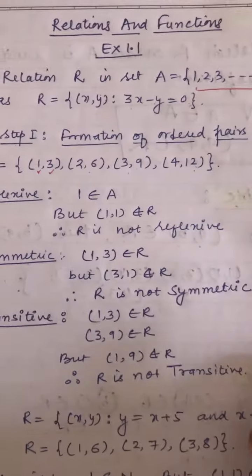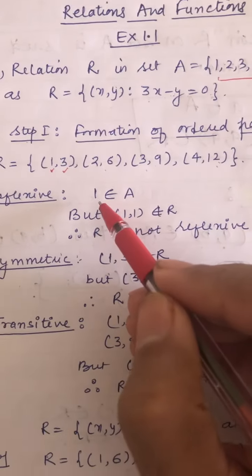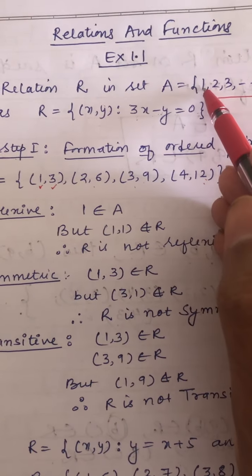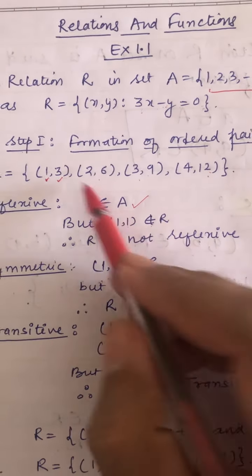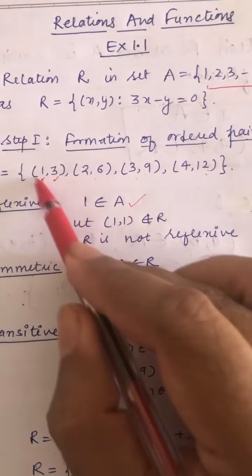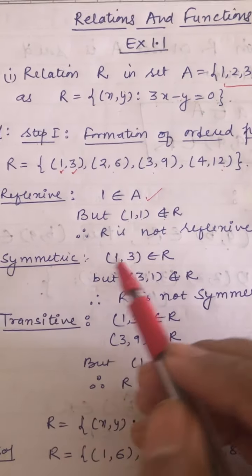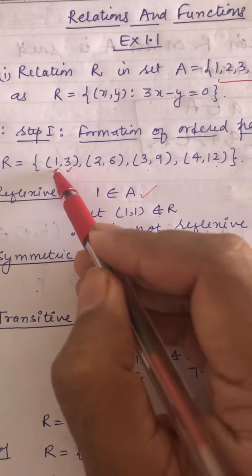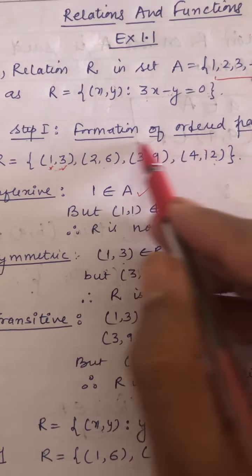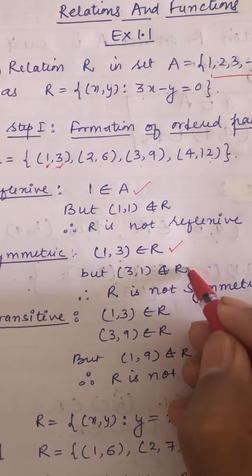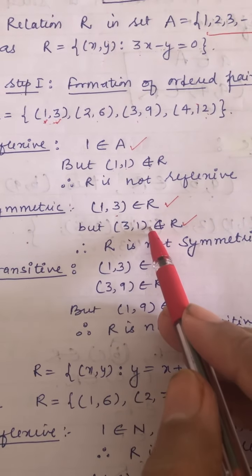Now we'll check whether the relation is reflexive or not. For reflexive, the same element should be there. If I take the first element of set A, that is 1, it belongs to set A, but 1 comma 1 does not belong to R. There is no 1 comma 1 in this. So the relation is not reflexive. No need to check for the other terms. Then for symmetric, we take the ordered pair 1 comma 3 belongs to R. Yes, it belongs, but its opposite 3 comma 1 does not belong to R. 3 comma 1 does not belong to R, therefore R is not symmetric. For symmetric, a comma b implies b comma a should also be there.